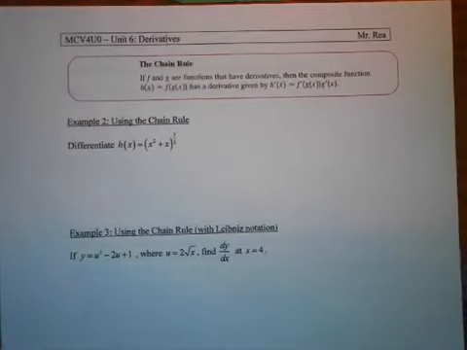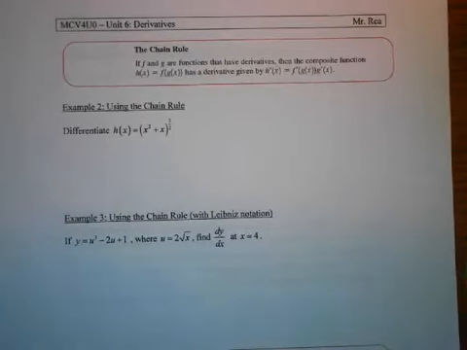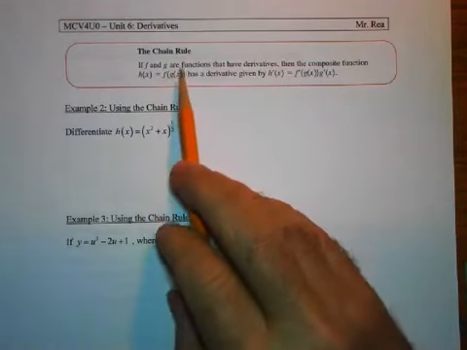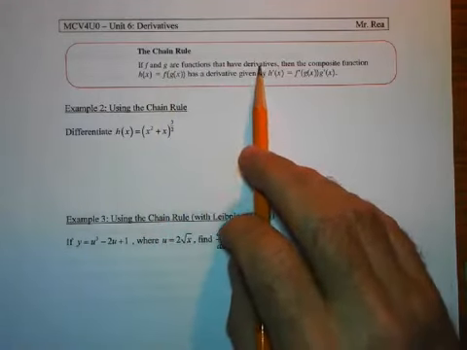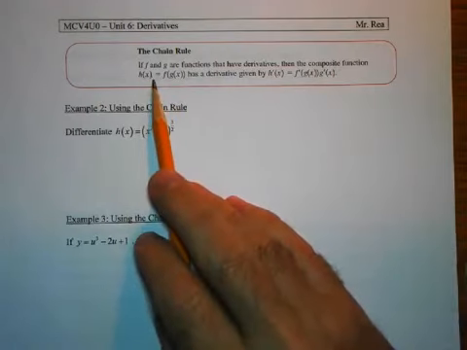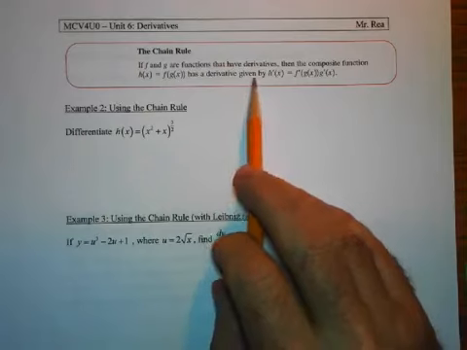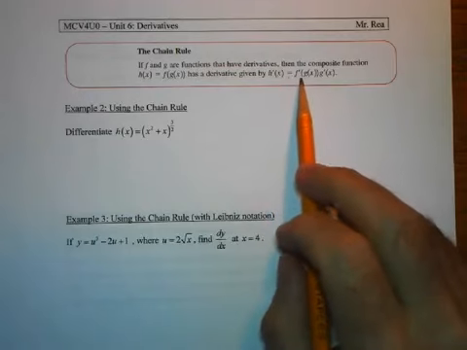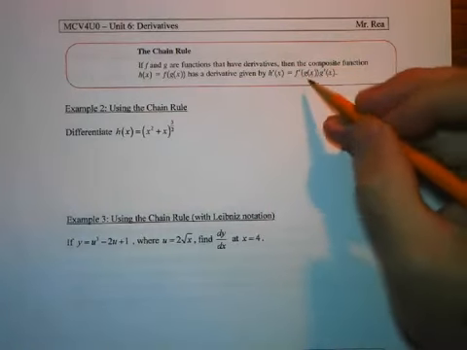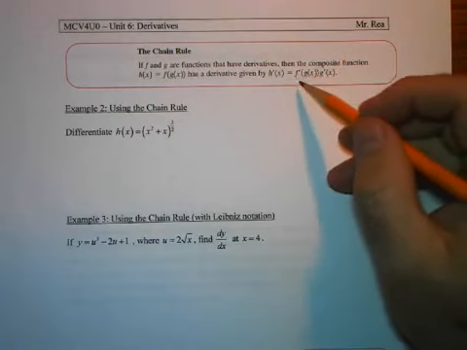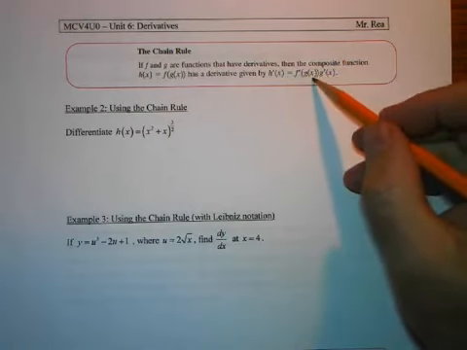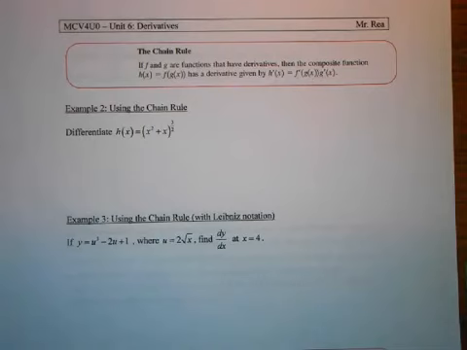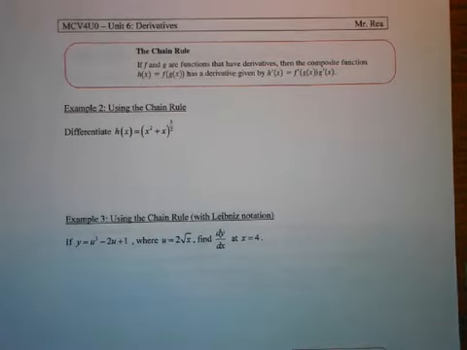Okay, so on the second page, we've got the formal definition of the chain rule. And we've seen that before. Basically, if f and g are functions that have derivatives, so they have to exist, then the composite function h of x, which is f of g of x, has a derivative given by h prime of x, which is the derivative of h. So it's the derivative of the function f with respect to g of x, times the derivative of g with respect to x. Okay, so let's actually try this out. This will be where you can actually see what's going on.